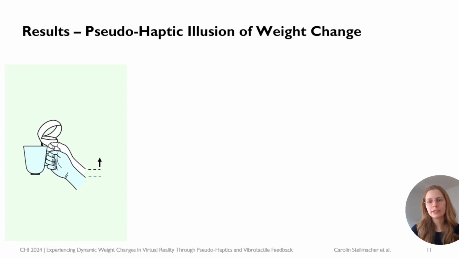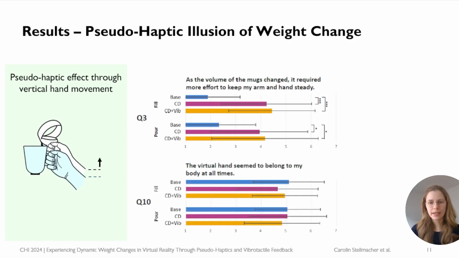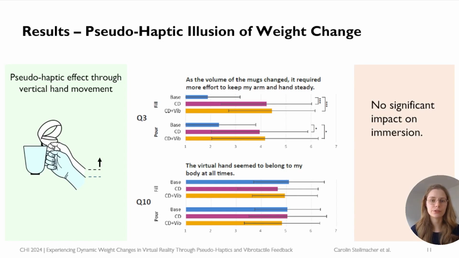In regards to our initial expectation that users would adjust their arm posture to compensate for the virtual hand displacement, we can see that participants did indeed feel in both weight simulations an increased effort to keep their hands steady. This indicates that the displacement had the desired pseudo-haptic effect that we were aiming for. At the same time, ownership of the virtual hand received similar high ratings. Finally, however, we did not see a significant difference in participants' immersion in VR.